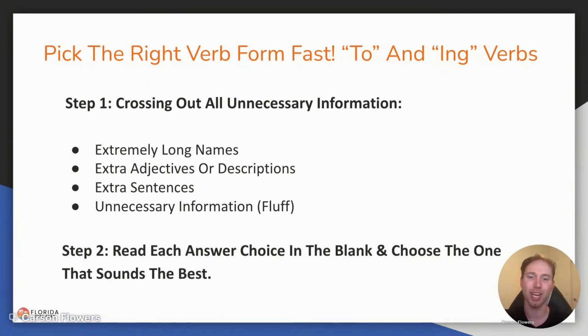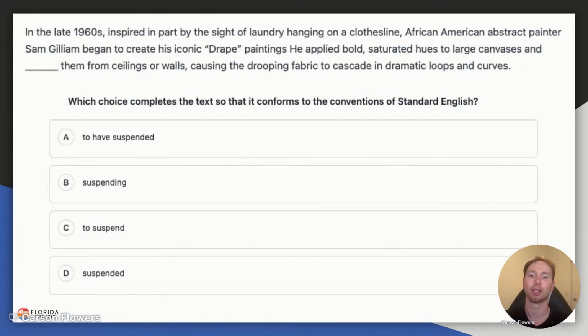The next step is to read each answer choice into the blank and choose the one that sounds the best. These are super complex topics like non-finite and finite verbs. No bueno. You really just want to YOLO these and read it and choose the one that works the best. It's really, really accurate.